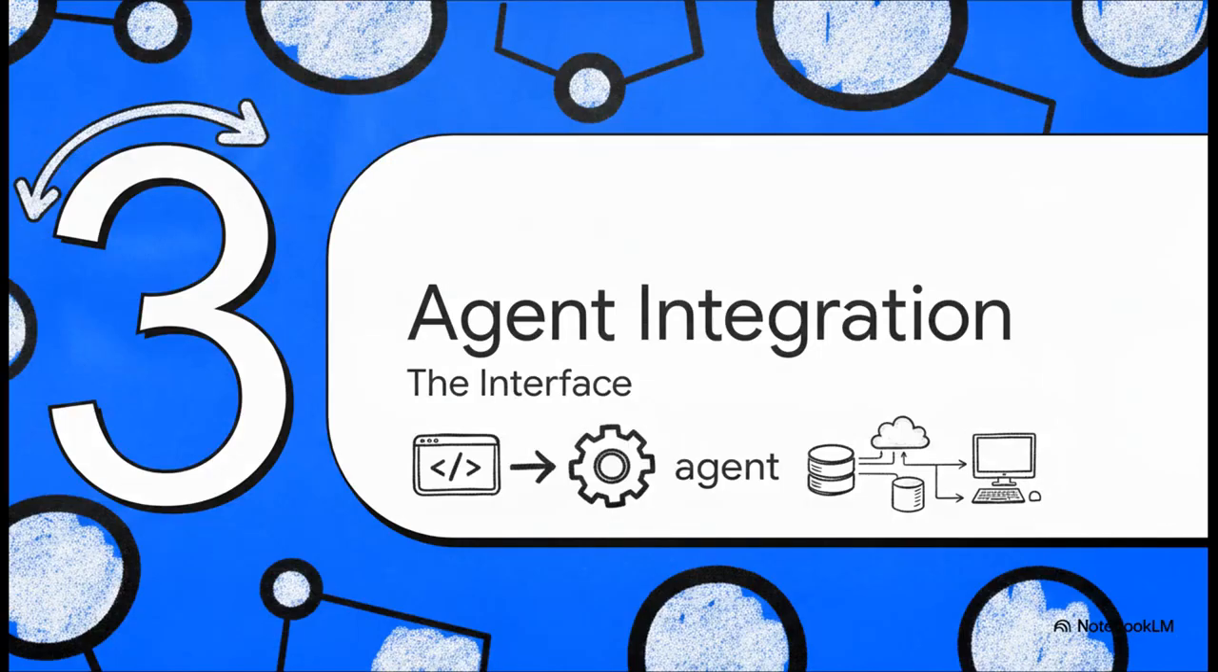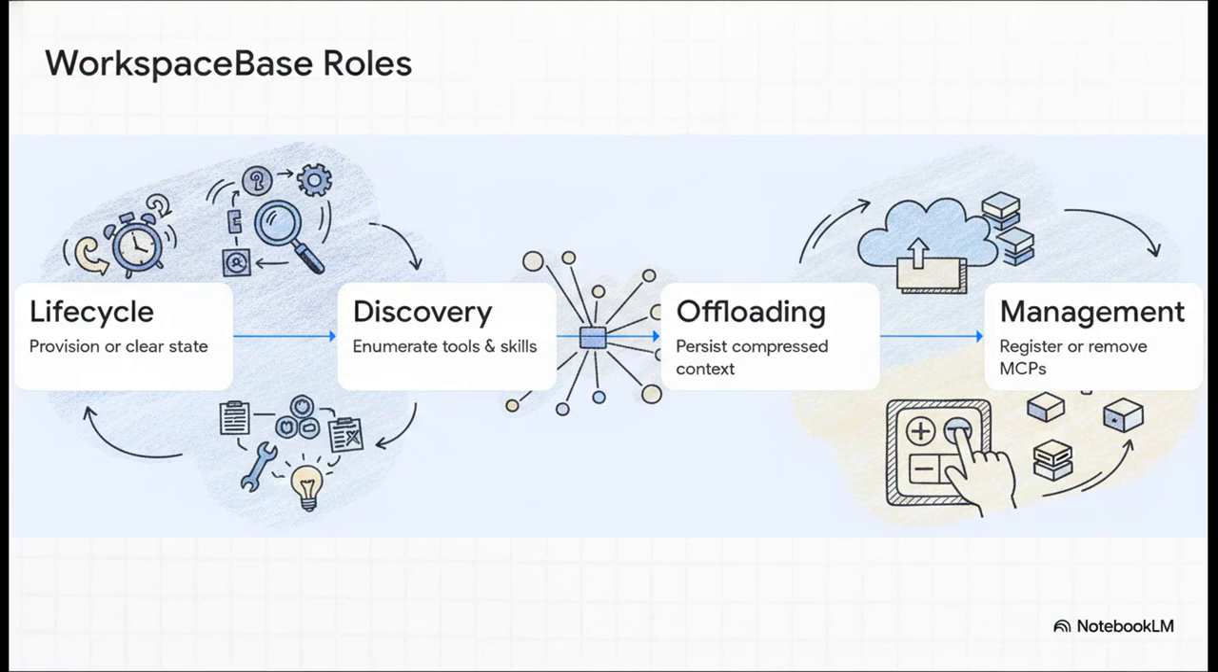Okay, Section 3, the Agent Integration Interface. So what is the secret to keeping agent code so clean across all those different backends? It all comes down to a unified structure, the workspace-based interface, and it handles 4 really crucial roles. First, it manages the lifecycle, initializing, closing, or resetting things to provision and clear state.